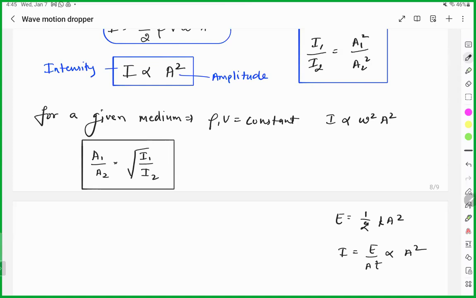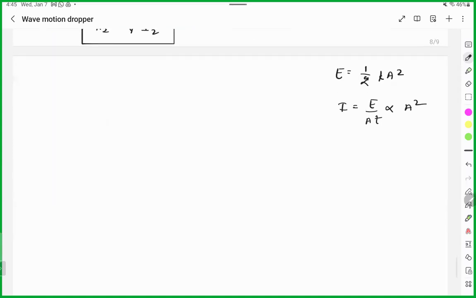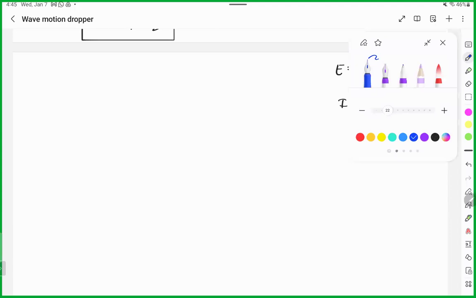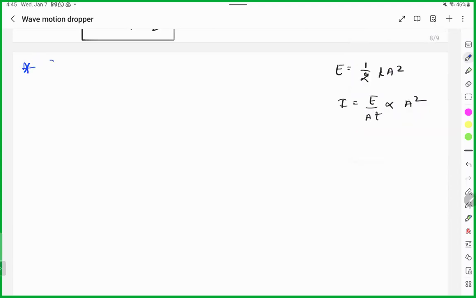If you can correlate this, we have a very small but very popular topic: speed of mechanical wave in string. You must have done the question from this: speed of mechanical wave. Sania, what is mechanical wave?